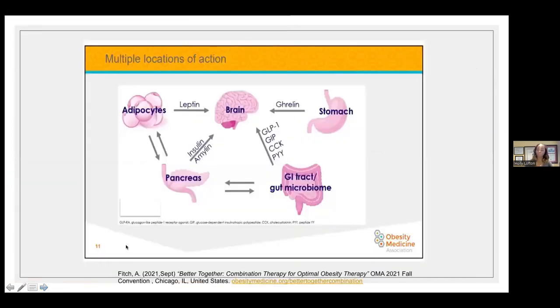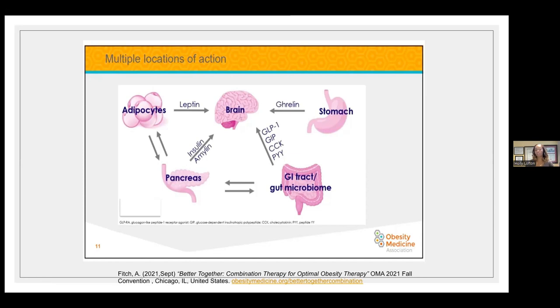Again, here's a more simplified version of the slide I had two slides ago. Basically, you can see the gut-brain axis. The adipocytes release leptin, which goes to the brain to decrease appetite. Ghrelin comes from the stomach to increase appetite. The L cells of the intestine secrete GLP-1, GIP, cholecystokinin, and peptide PYY. And the pancreas releases amylin and insulin. So you can see here a simplified version of the gut-brain axis.